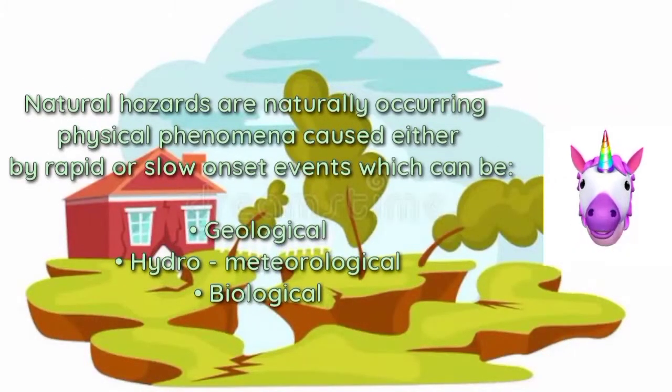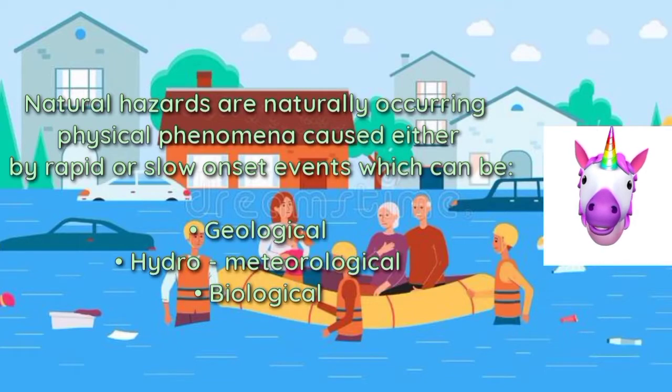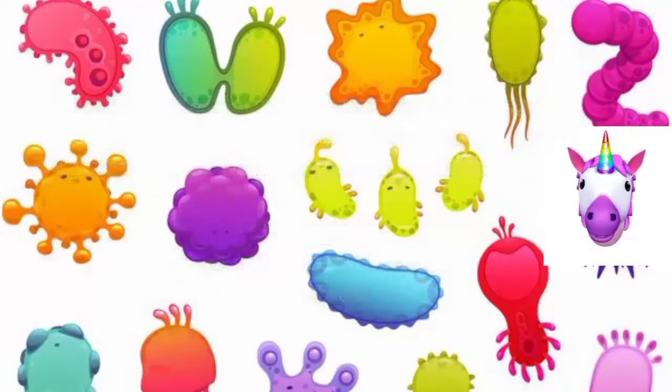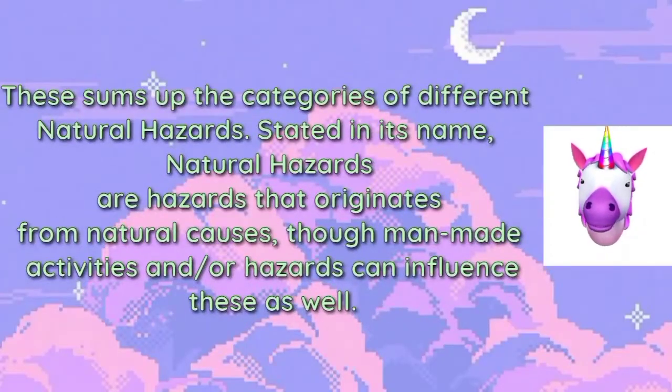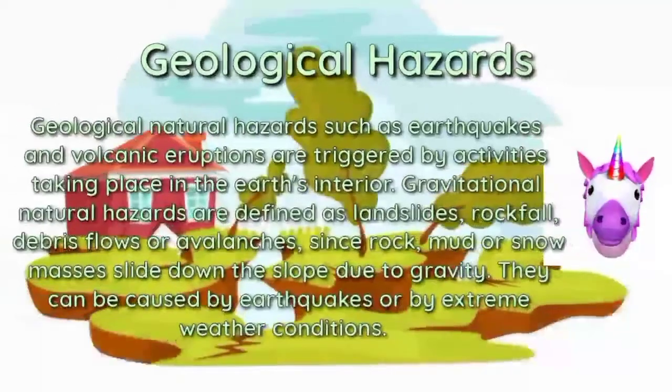Natural hazards are naturally occurring physical phenomena caused either by rapid or slow onsets of events, which can be geological, hydrometeorological, or biological. These sum up the categories of different natural hazards. Stated in its name, natural hazards are hazards that originate from natural causes. Man-made activities and/or hazards can influence these as well. On to the next one.